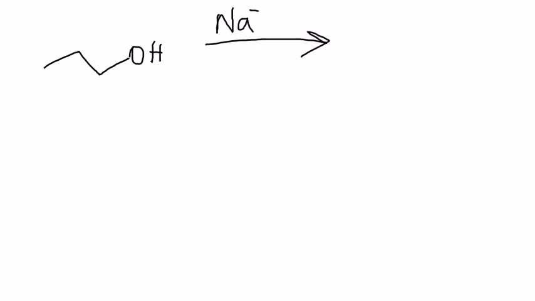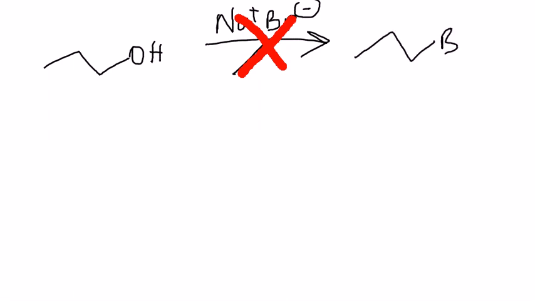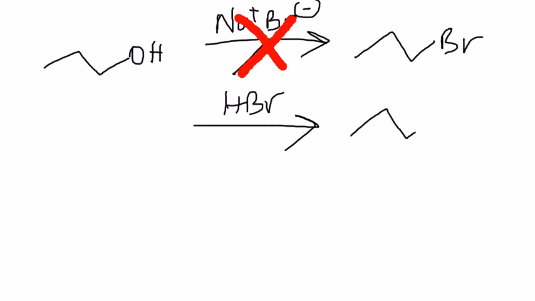Occasionally you might be asked for an explanation, and this goes back to what we learned in class. So you could be given that if you treat, let's say, an alcohol, 1-propanol, with sodium bromide, that does not give you the alkyl halide, whereas if you treat it with HBr, you do get the product, and you have to explain why.